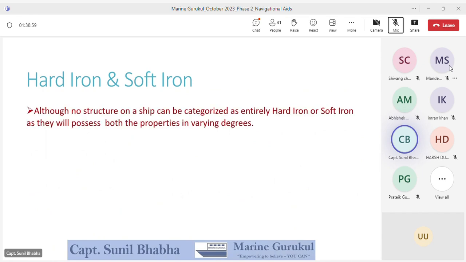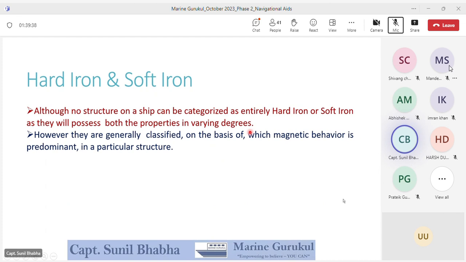So going a little more further into the hard iron and soft iron, although no structure on the ship can be categorized as entirely or 100% a hard iron structure or a soft iron structure, because any structure on board a ship will possess both the properties in varying degrees. Some part of it will acquire magnetism very easily and lose it equally easily, and some part of the structure will acquire magnetism very slowly, and once acquired it will not leave.